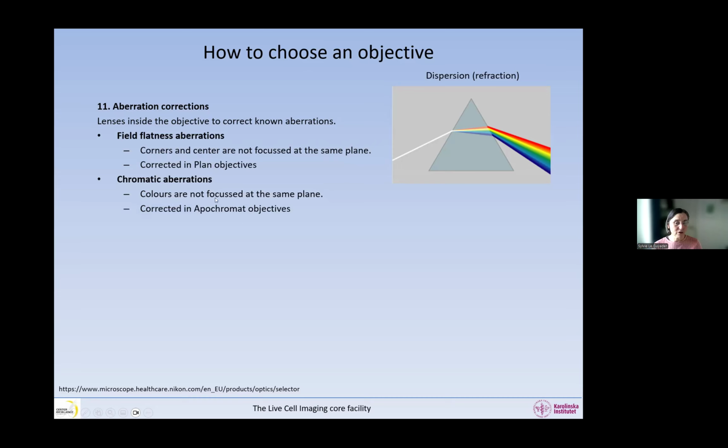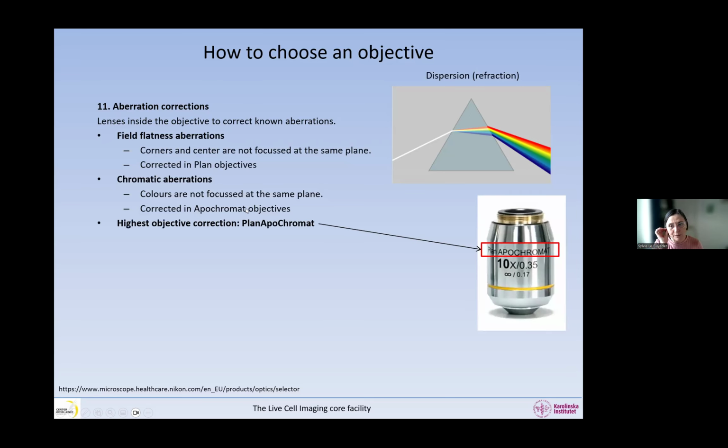The objectives that are corrected for this are apochromat objectives. So this is also written on the objective or somewhere on the website maybe, but very often it's written on the objective. So the highest correction is plan apochromat, and you will see this written on the objective.